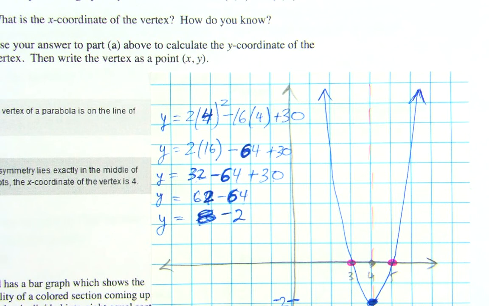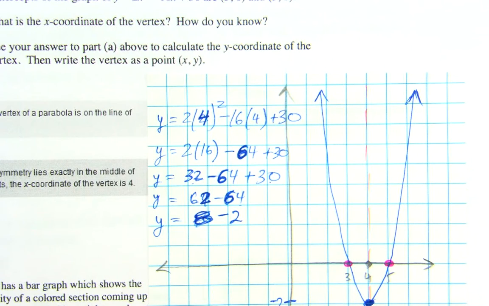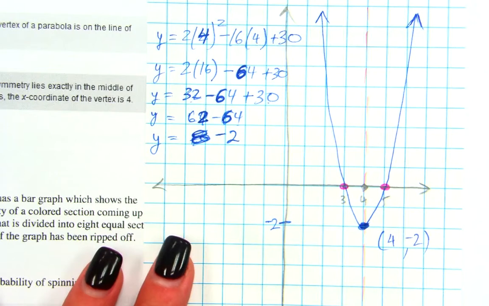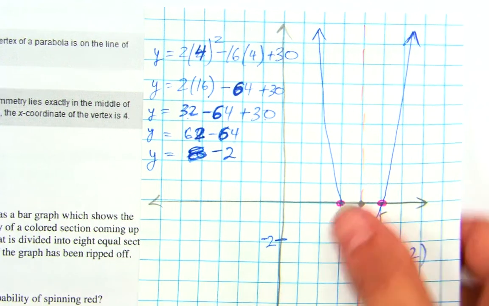Use your answer from part A to calculate the y-coordinate of the vertex. Okay, we did that. And then write the vertex as a point. So this point right here is going to be 4, -2. That is our vertex. So get into the habit of graphing these. It makes much more sense visually. All right, number 35.